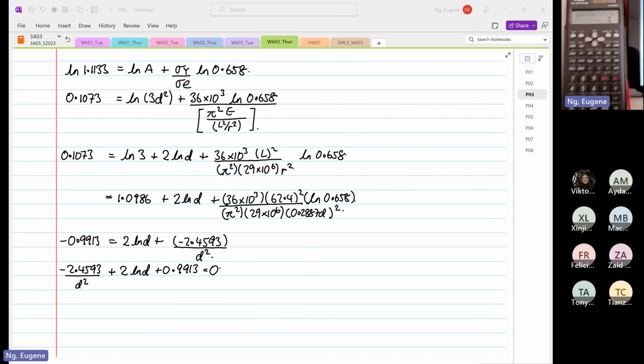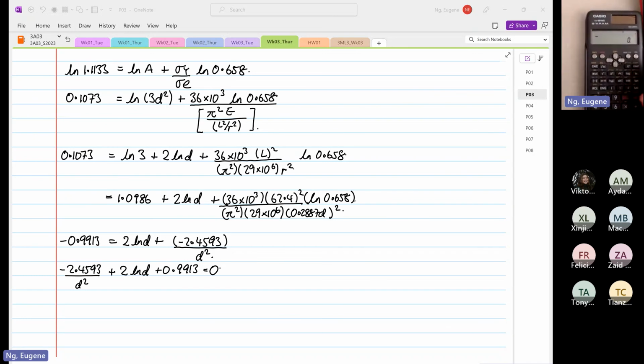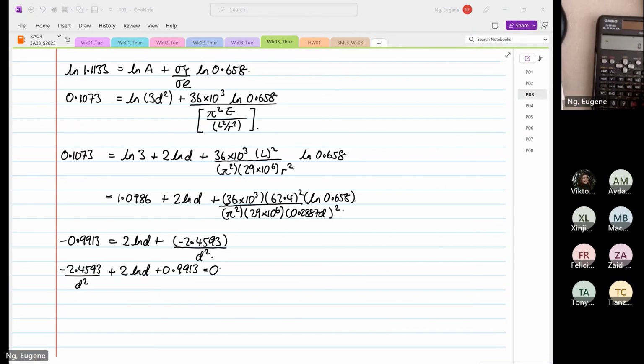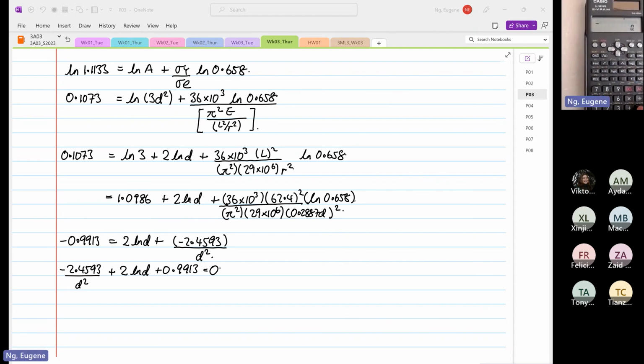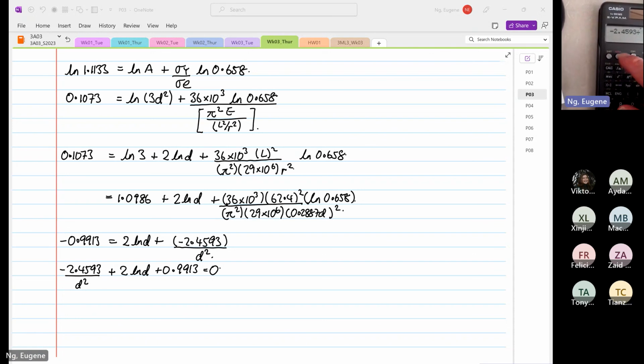So I should have a better setup. Okay, so watch this. At any time if you cannot see, let me know. You press Shift, Clear, 3. So you Shift Clear all. Then you're going to type minus 2.4593, right?